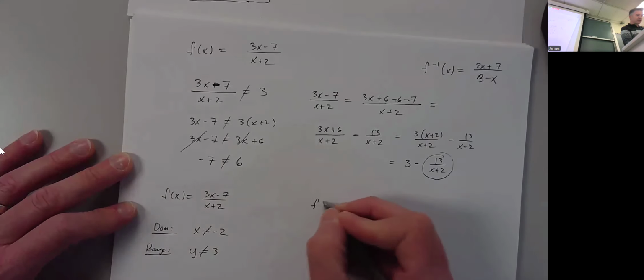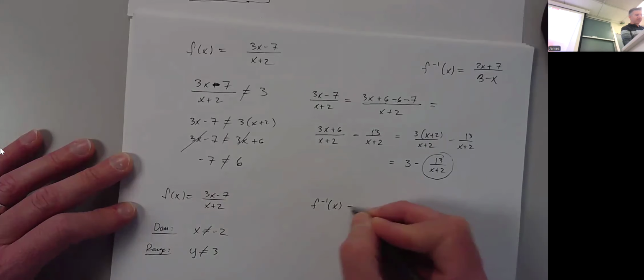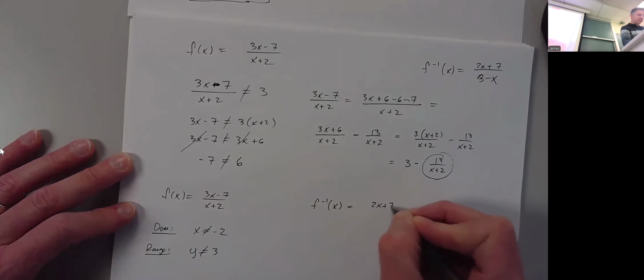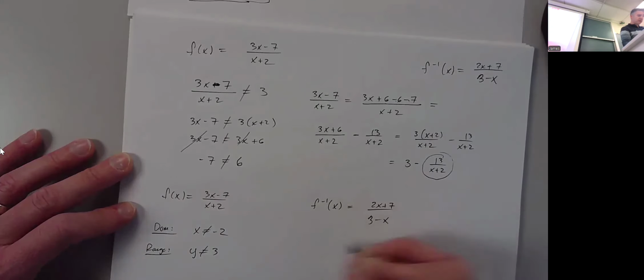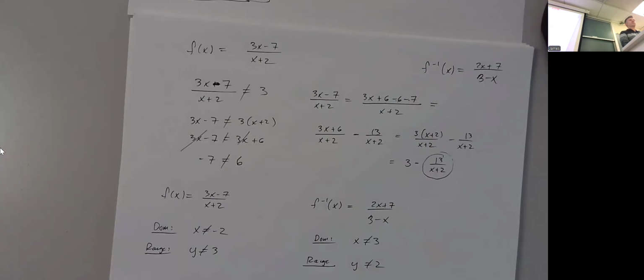And the inverse is exactly everything flipped. The domain is everything except for x equal to 3. And the range is everything except for y equal to 2. And that is by design, right? That's not a coincidence at all. Whenever you find an inverse function, the domain and the range interchange.